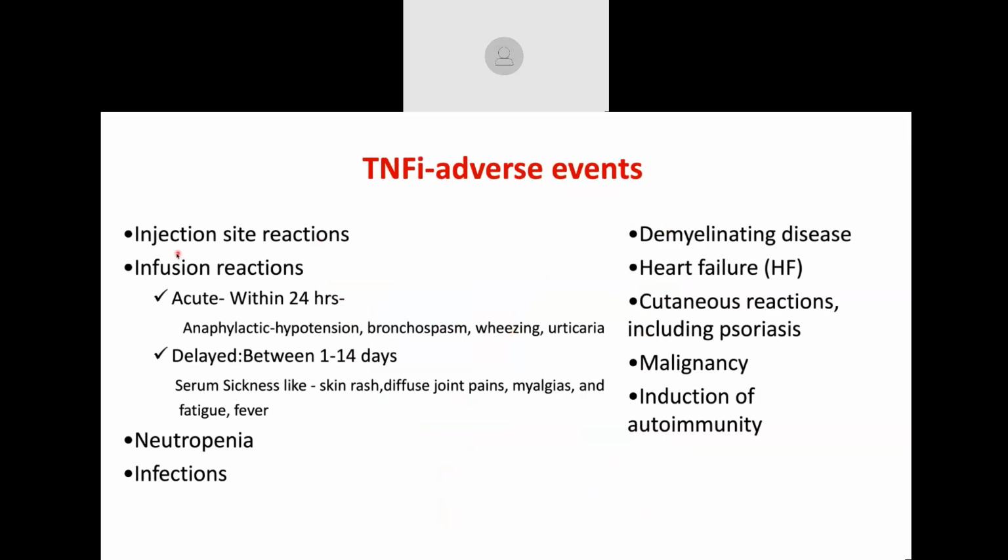There can be neutropenias because of the various anti-TNFs. There can be infections, more so tuberculosis. The risk is more with chimeric molecules, which are half human, half murine, and relatively lesser with fully human ones. I have told you about demyelinating disease, which can worsen. I've told you about heart failure, and this is a contraindication if there is NYHA class 3 or class 4 congestive cardiac failure.